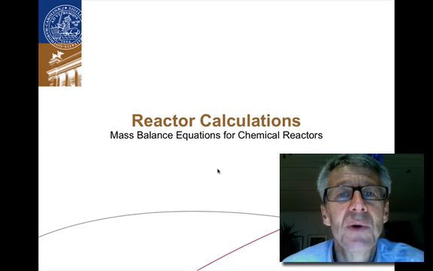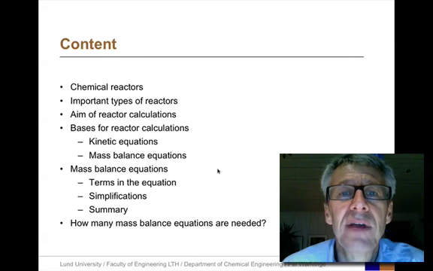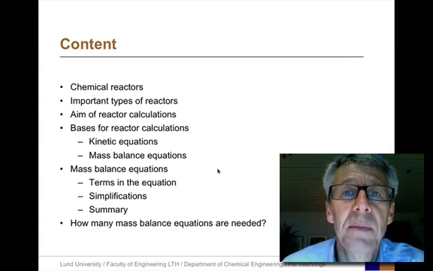This screencast is one in a series on reactor calculations, and the title is Mass Balance Equations for Chemical Reactors. And the content is chemical reactors and some important types of reactors, aim of reactor calculations, the basis for reactor calculations, the kinetic equations and the mass balance equation, the mass balance equation with the different terms in the equation, some simplifications that can be made and a summary, and finally, how many mass balance equations are needed in order to make reactor calculations.